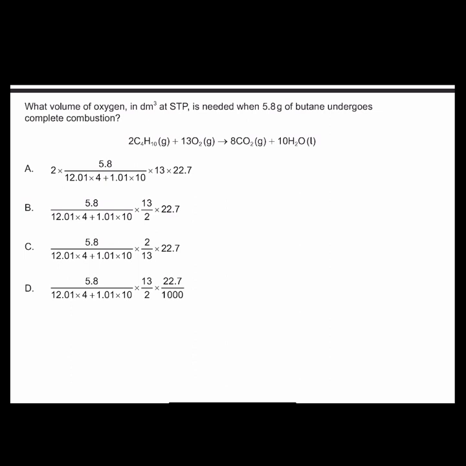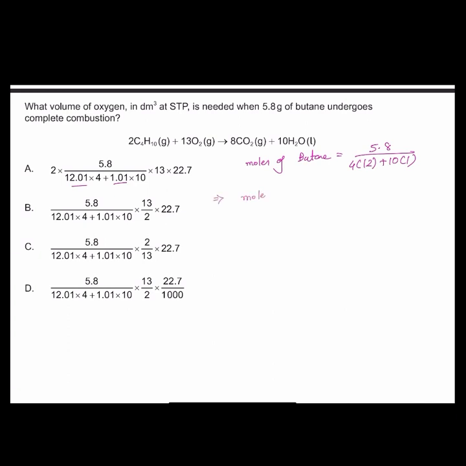Now, what is the volume of oxygen needed when 5.8 grams of butane undergoes complete combustion? Okay, so let's find the moles of butane first. 5.8 divided by the molar mass of butane. Butane is C4H10, so 4 times 12 plus 10 times 1. In the options they have used the exact molar masses, but in my solution I have used the approximate molar masses. Both cases will yield the same answer, no worries.